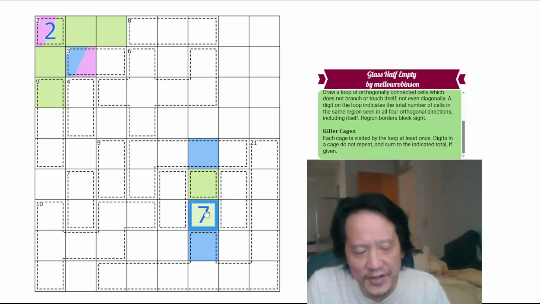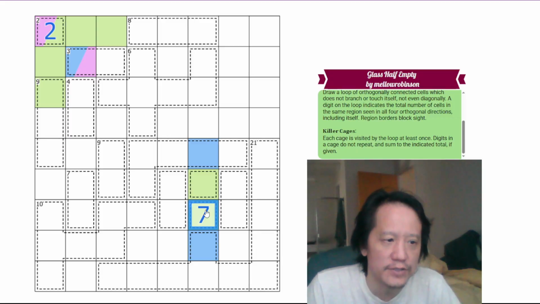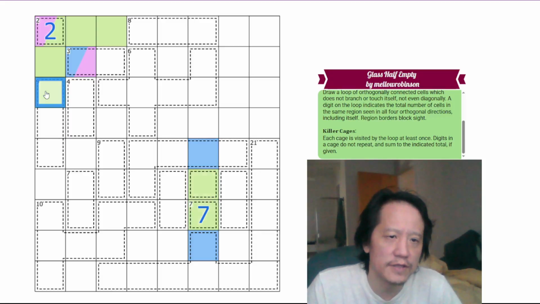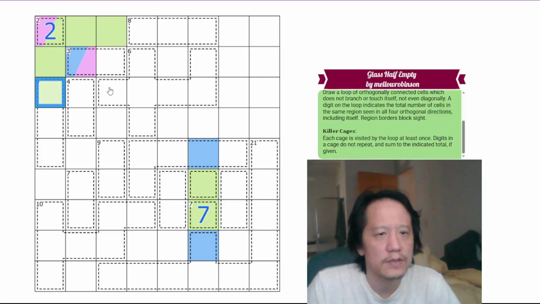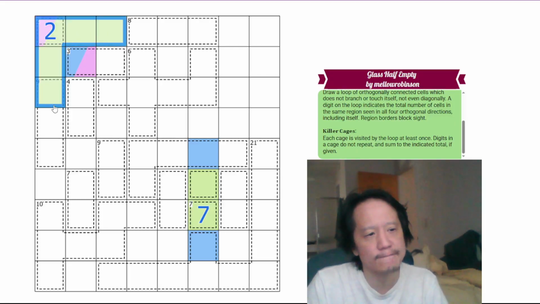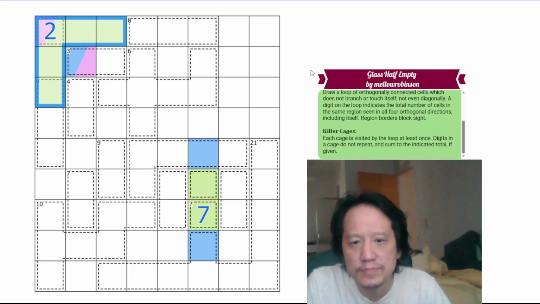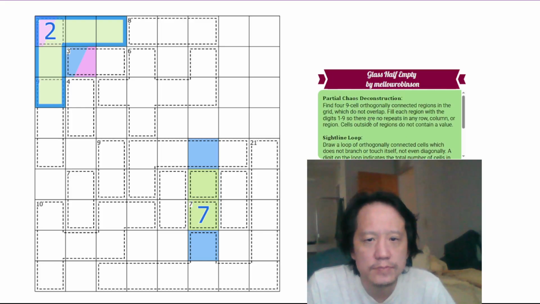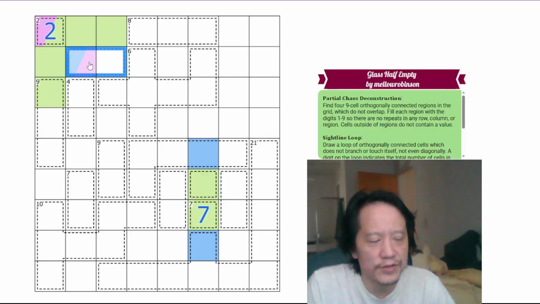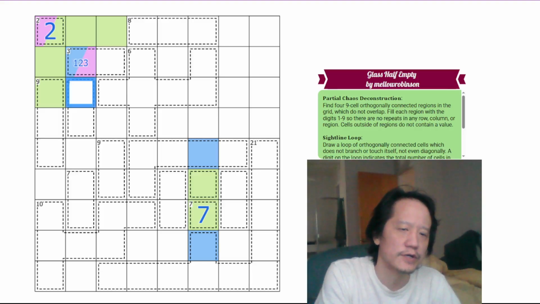So this is 7. It sees 7 cells in the region. But it could include the blues, right? So this is pink. This is not pink. Neither of these are pink. The loop enters this way. This is either a 3 or it's 1 and 2. So this is 1, 2, or 3 here. It's the same region as this, so it can't be 2.